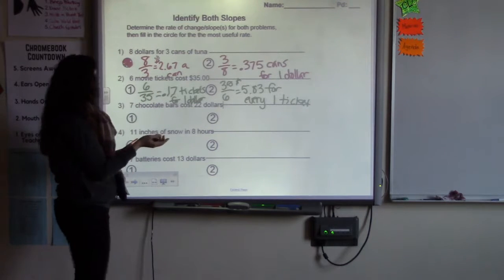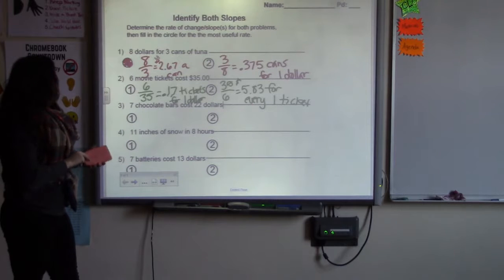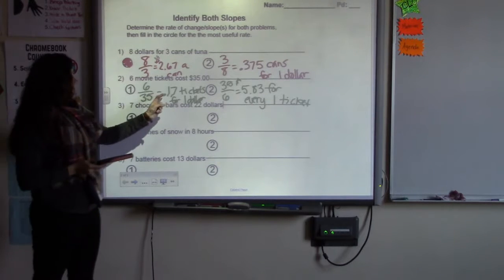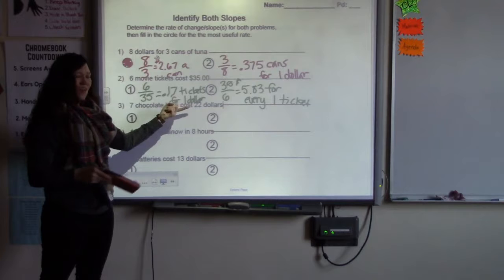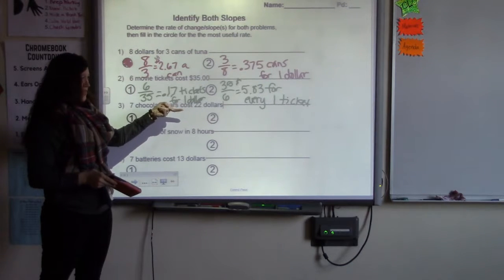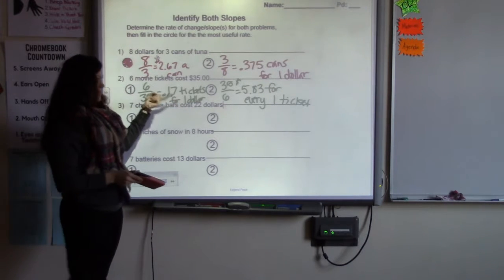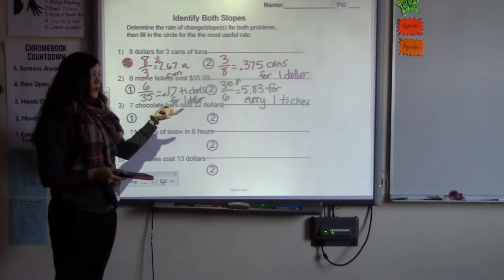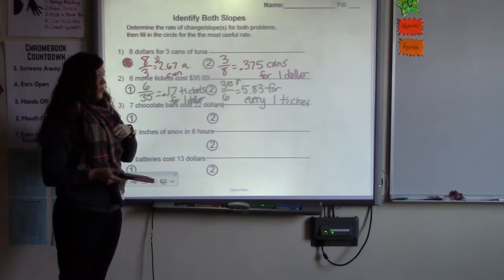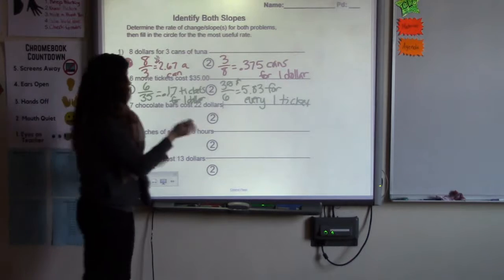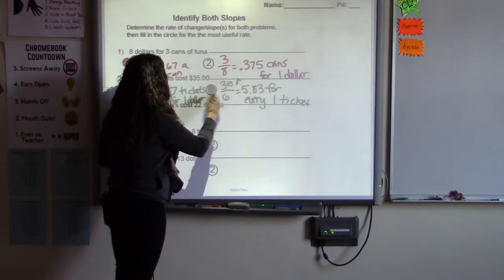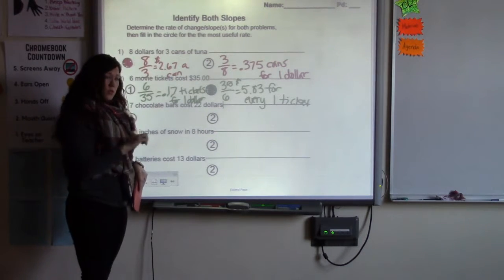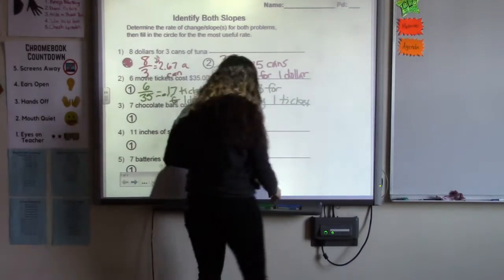variable. So now we just have to ask ourselves which one is useful information. We have 0.17 tickets for $1. Can you go to the movies and buy 0.17 tickets? No, that's kind of weird. Or is it helpful to know that it's $5.83 for a ticket? Okay, so if you need to pause this so everyone can get caught up, that's great.